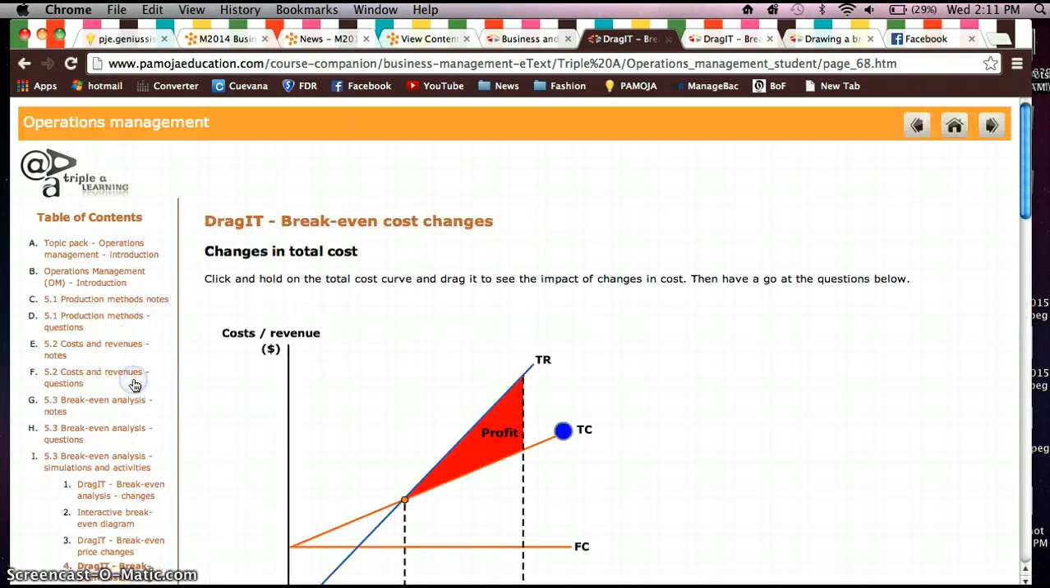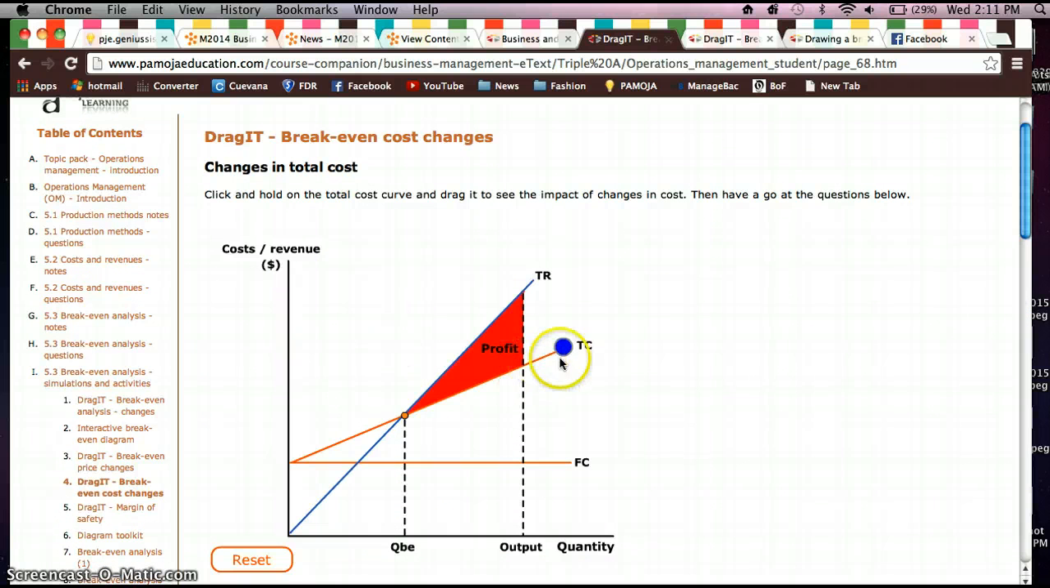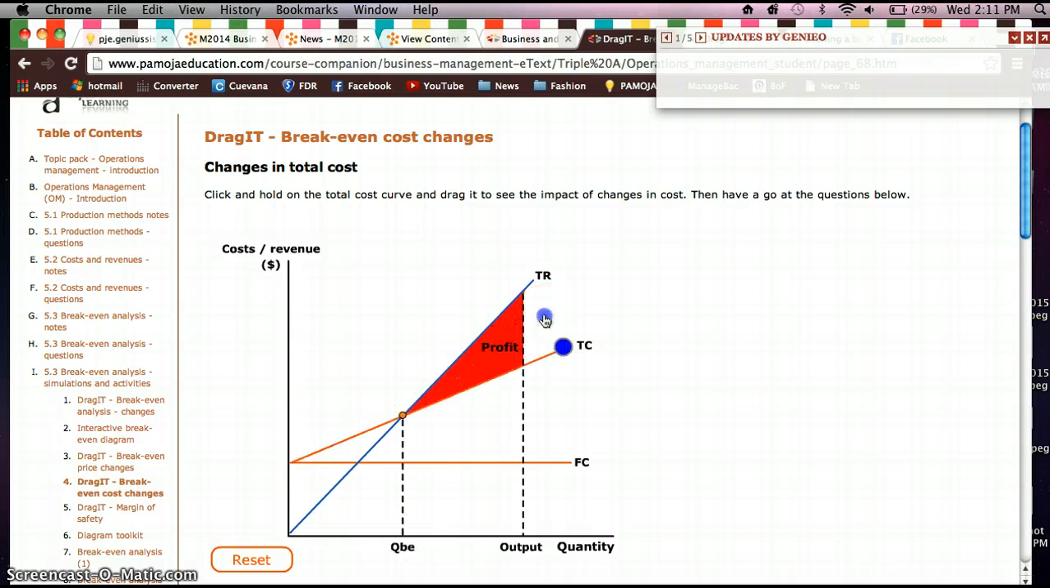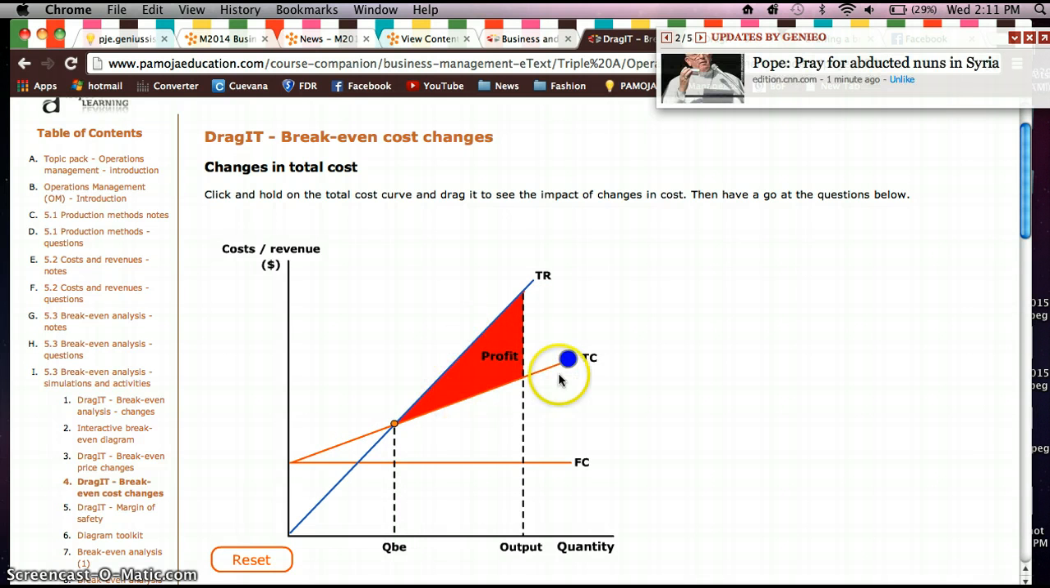In the third graph, we will interact with the total cost. In this case, if the total cost increases, the profit decreases and the break-even point increases, as can be seen here. This is the break-even point. And if the total cost decreases, there's a bigger marginal safety, which is the area over here, the profit.